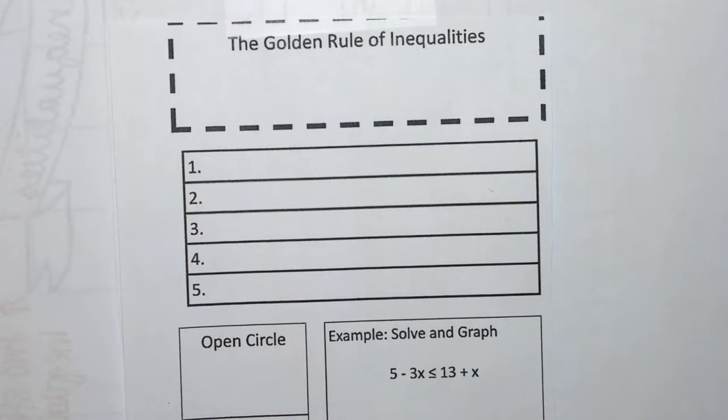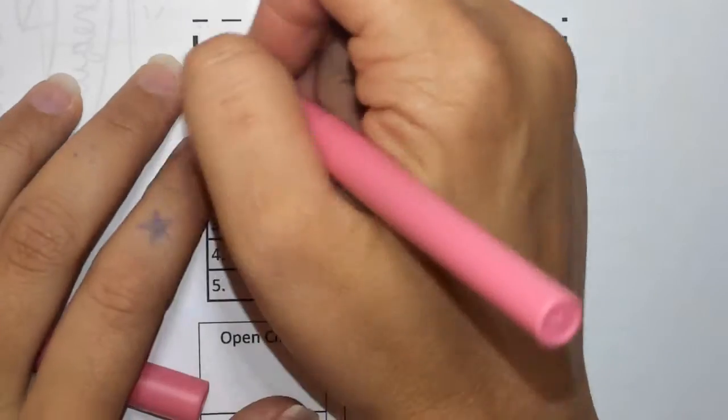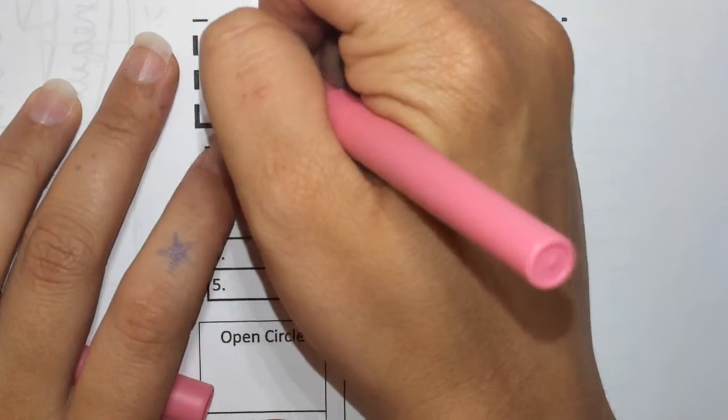So what do you think is the golden rule of inequalities? What do you think is the most important thing that we've talked about? What changes the whole problem? Negatives. So once you finish gluing and taping down, I want you to write what I'm writing on the board. You just keep working.